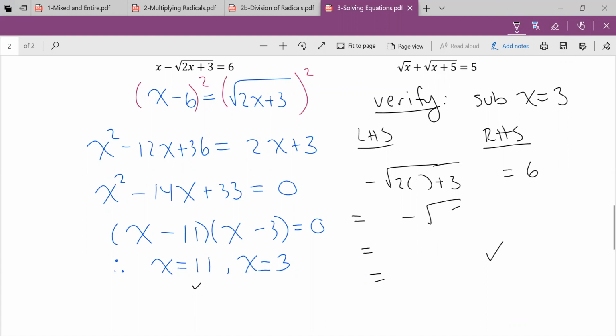So if we subbed in a 3, like that, and then we're going to get 3 minus, well, what are we going to get here? We're going to get 6 plus 3, which is 9. And the square root of 9 is 3. And 3 minus 3 is 0. Is 0 equal to 6? No, 0 is not equal to 6.